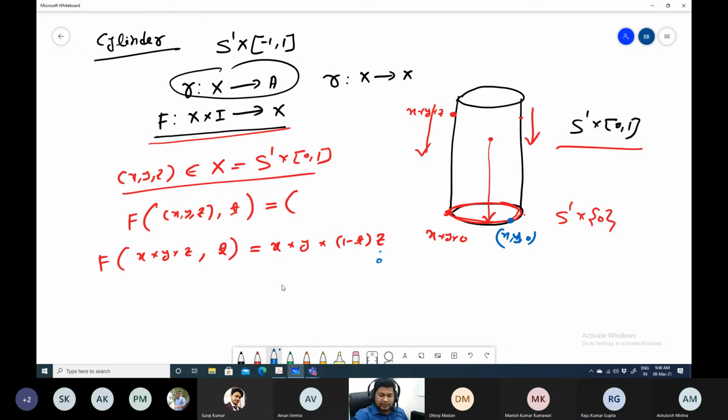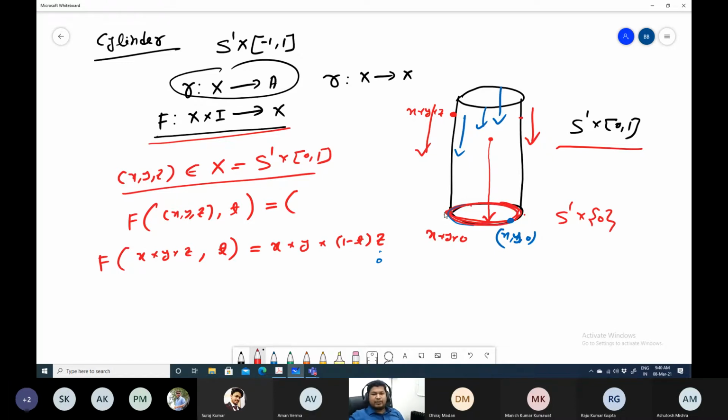In this way, you are deforming. So deformation retract means you have this topological space, and you are just pushing it in this direction, gradually and gradually, and the space deforms to this red circle.